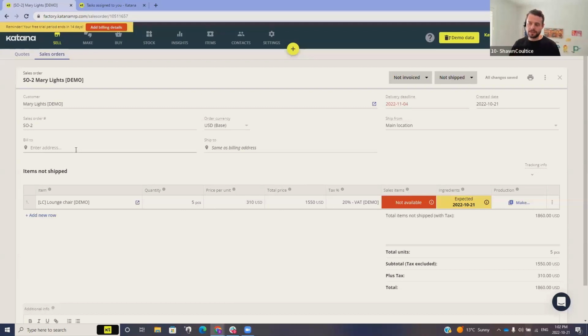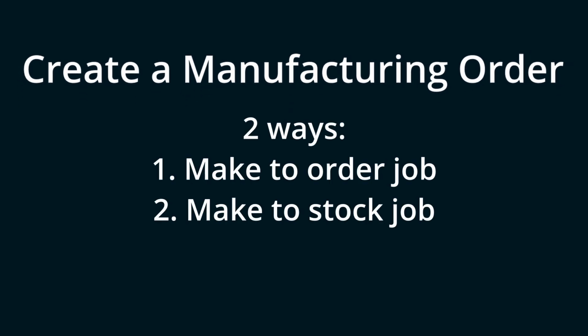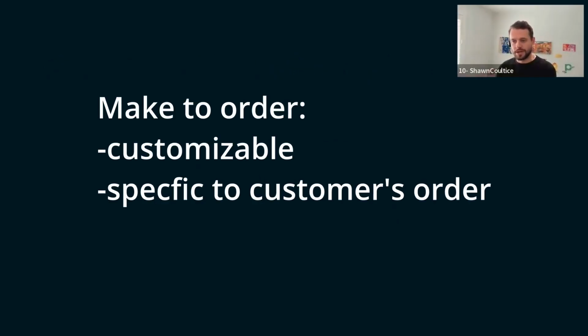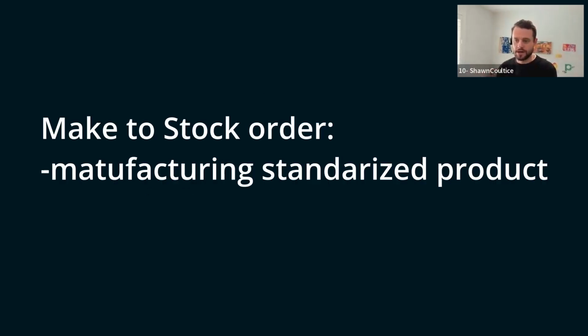So we have our sales order in the system. Now there's 2 ways you can create a manufacturing order within Katana. One is a make to order job. The other is a make to stock job. Make to order is typically maybe a customizable product or something that's rather expensive, and you're going to manufacture that specific to your customer's order. The other option is a make to stock environment where you're manufacturing maybe a standardized product that you're going to try and maintain an inventory of, so you have a shorter lead time. Most of the time companies do a combination of both, and the nice thing about Katana is we can handle both workflows quite well within our system.